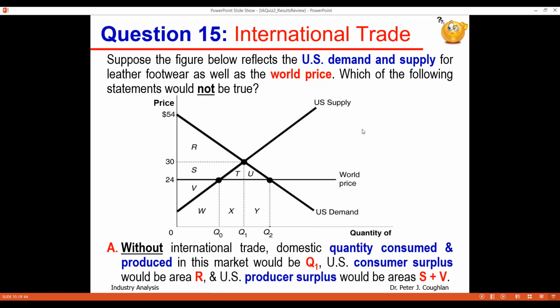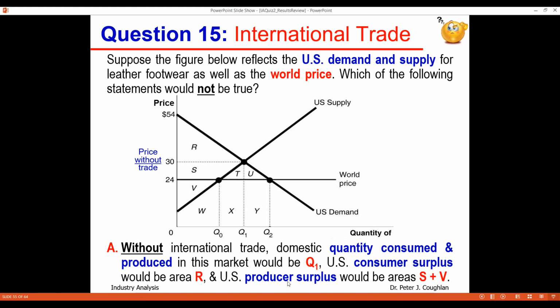Well, answer A was this. Without international trade, domestic... So what's going to happen without international trade? Without international trade, we don't care about the world price. So ignore that line for now. We only care about the U.S. demand and the U.S. supply. This is the demand curve, demand to the land, supply to the sky. This is where they intersect, so this is the market equilibrium. That means the price without trade is going to be 30 right there, and the quantity without trade is going to be Q1. So without international trade, domestic quantity consumed and produced in the market would be Q1. Yes, that's correct, that first part.